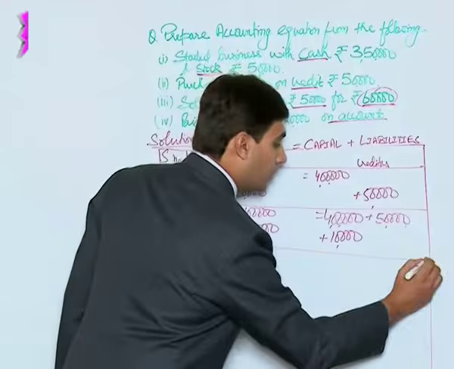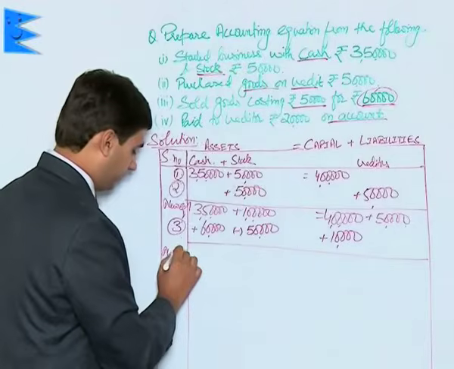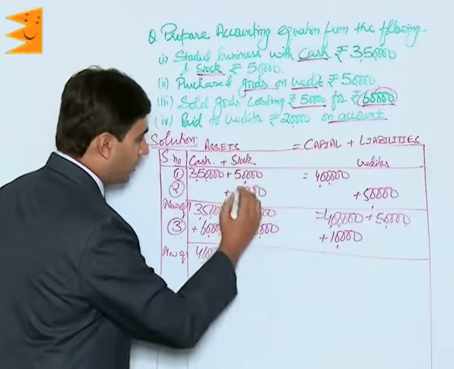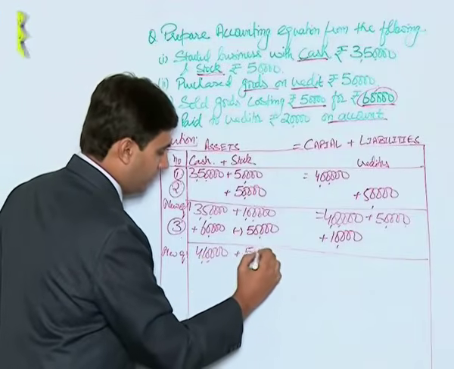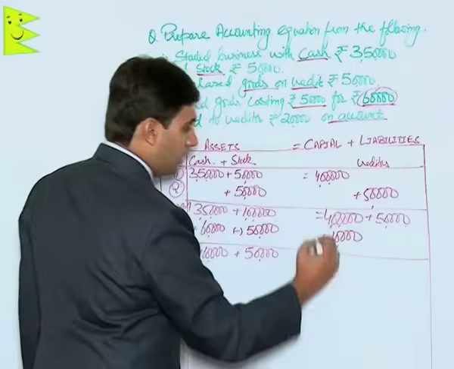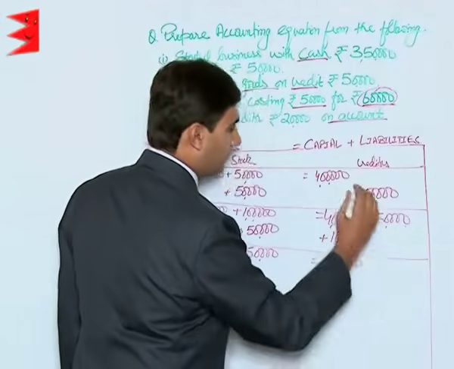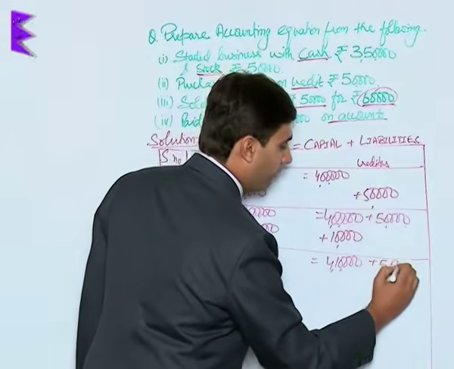So now the new equation becomes 4,10,000 worth of cash, stock worth rupees 50,000, capital worth rupees 4,10,000 and liabilities of rupees 50,000.